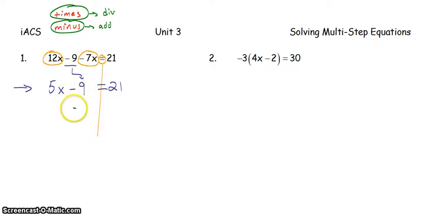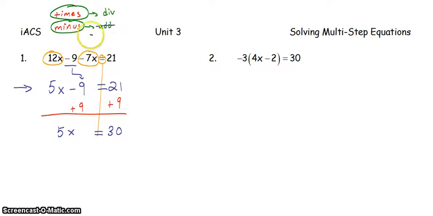So I was subtracting 9. I'm going to add 9. If I do that to one side of the equal sign, I have to do the same thing to the other side of the equal sign. Negative 9 and positive 9 is 0, so it cancels, leaving me just 5x on the left. Bring my equal sign down. 21 plus 9 is 30.